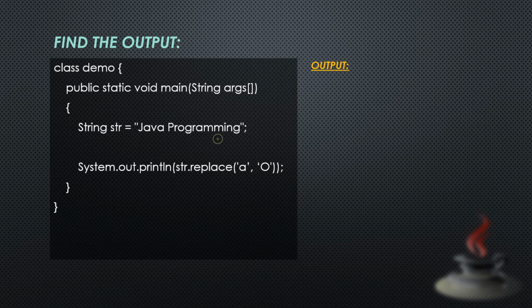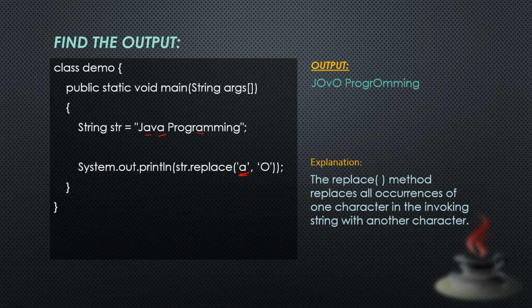Okay, so here System.out.println str.replace('a', 'O'), capital O. The replace method replaces all the occurrences of a with O. So if you see Java programming, all the occurrences of a are replaced by O. Okay, so the output is JOVO PROGROMMING. So the replace method replaces all the occurrences of one character in the invoking string with another character.